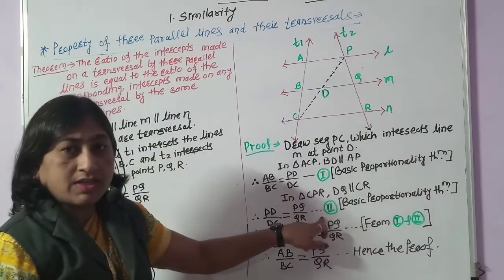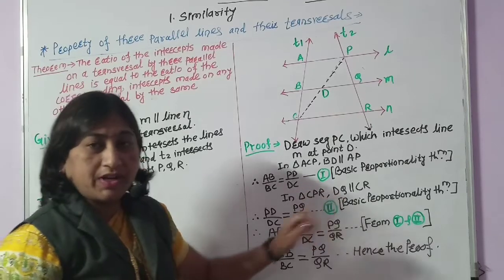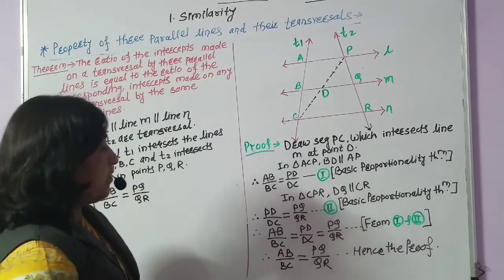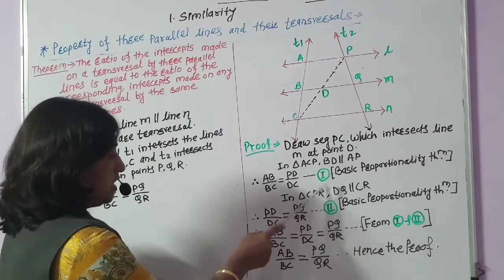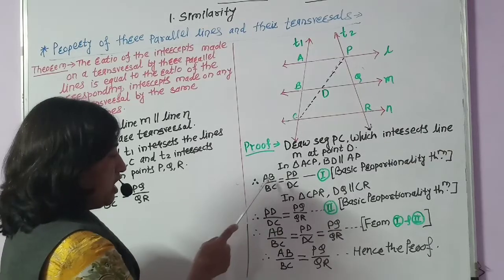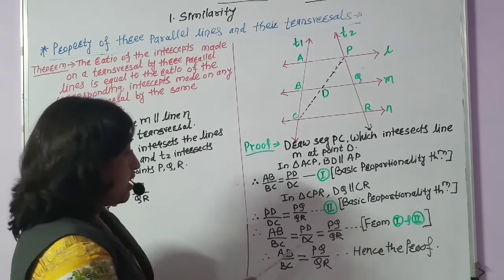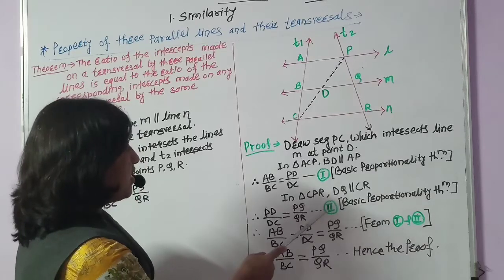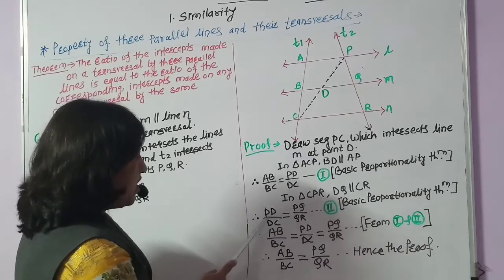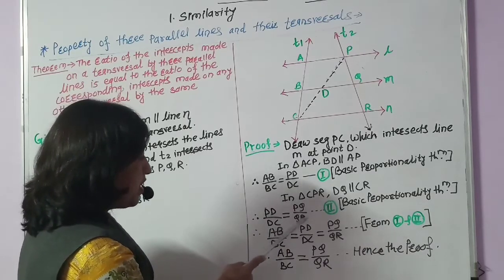This is equation number second, by using BPT theorem. See here, from equation 1 and 2. Observe this equation 1 and 2. If AB upon BC equal to PD upon DC, again in this equation 2, this PD upon DC is equal to PQ upon QR.